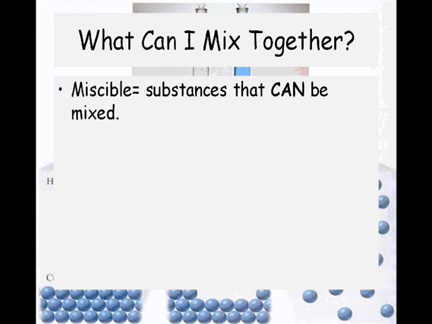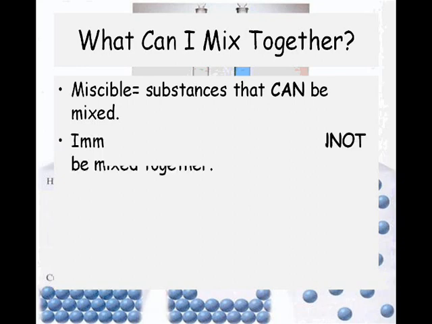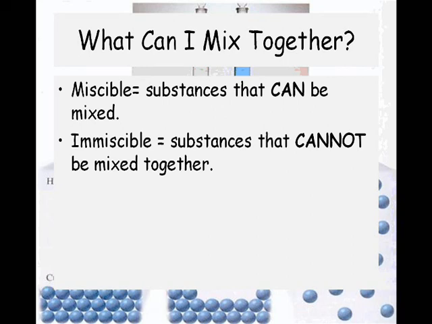Now, miscible is a vocabulary term, and it means substances that can be mixed. So miscible, they can be mixed. Immiscible means two substances cannot be mixed together. So miscible would be gasoline. You know, there's a ton of different liquids that mix together to make gasoline. So all of those substances would be miscible. Immiscible, an example would be like oil and water.